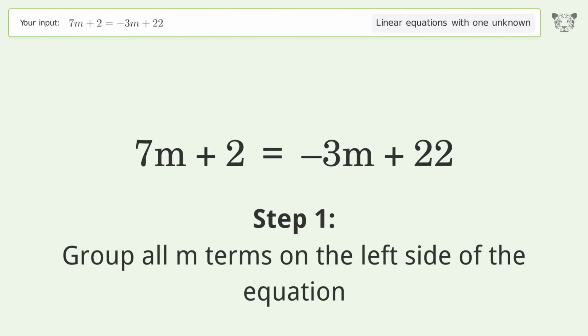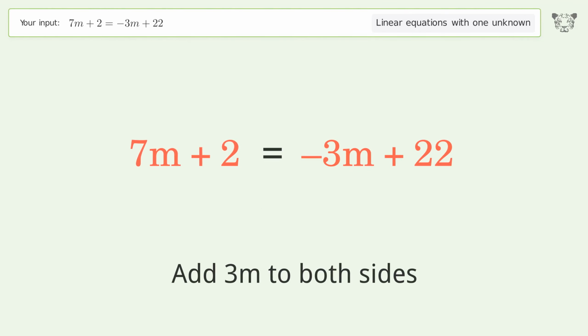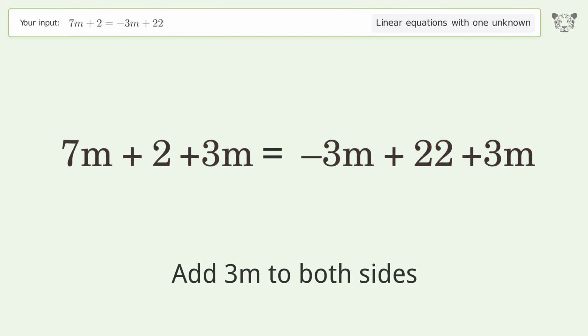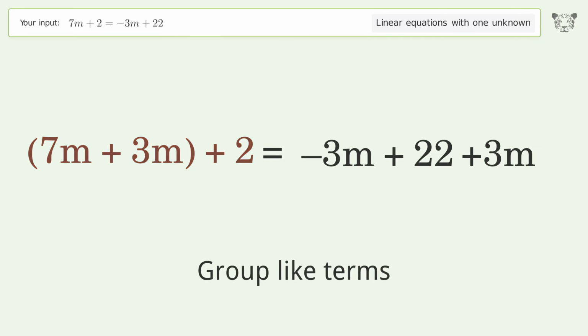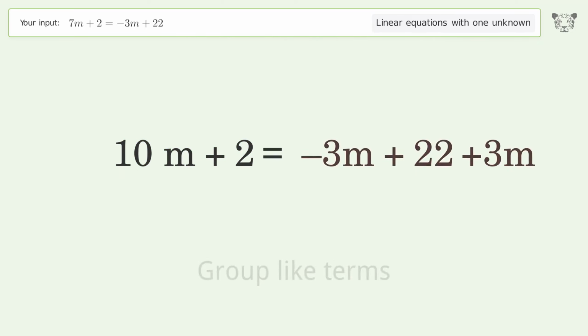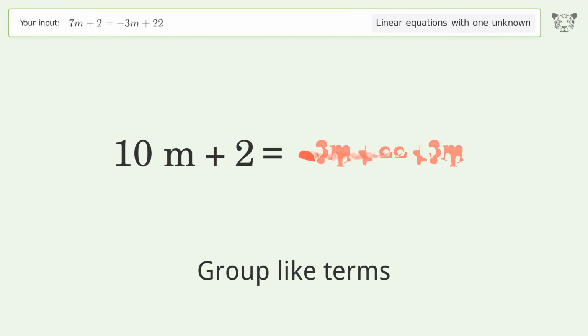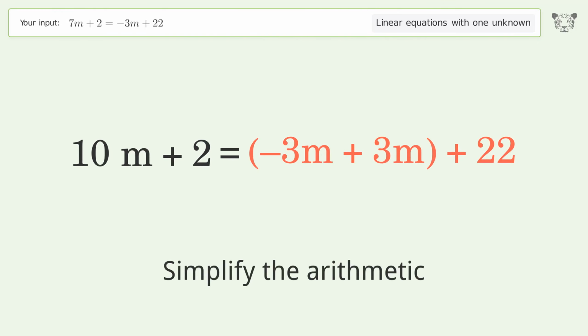Group all m terms on the left side of the equation. Add 3m to both sides. Group like terms. Simplify the arithmetic. Group like terms. Simplify the arithmetic.